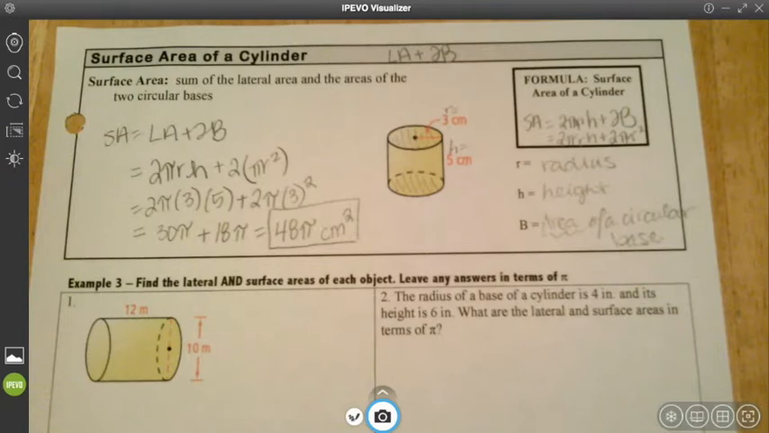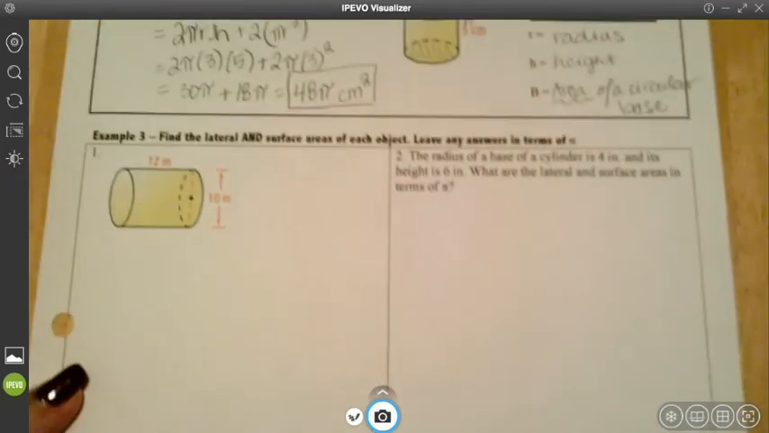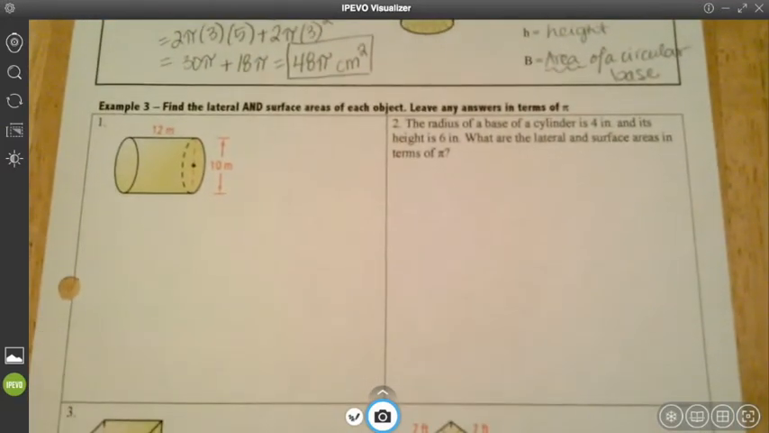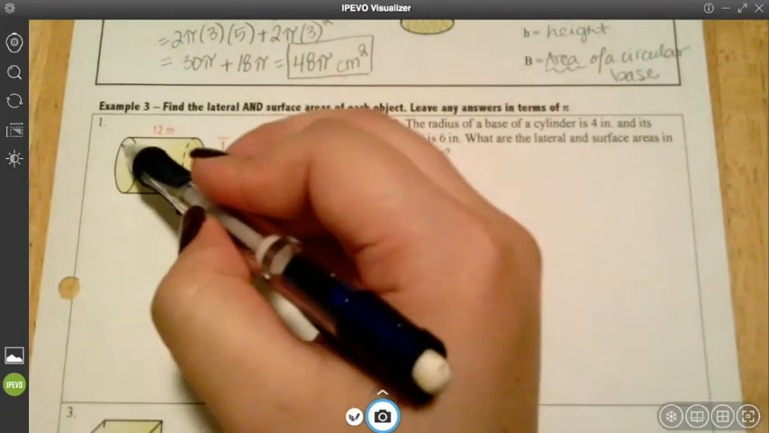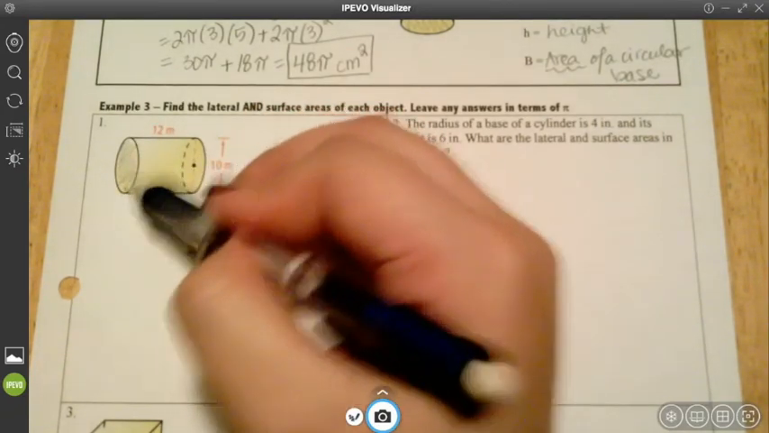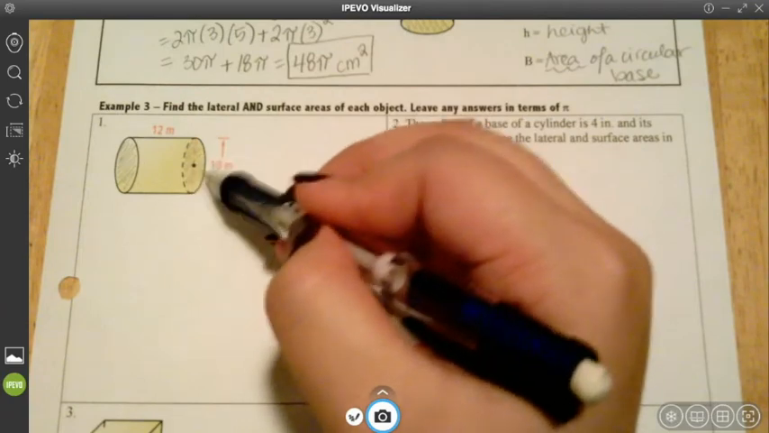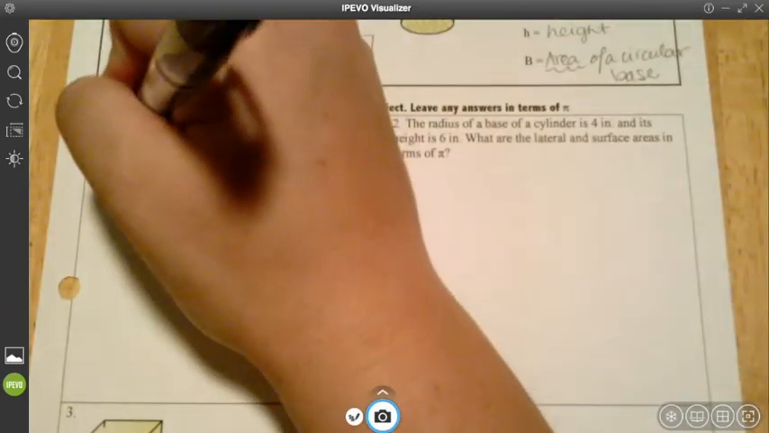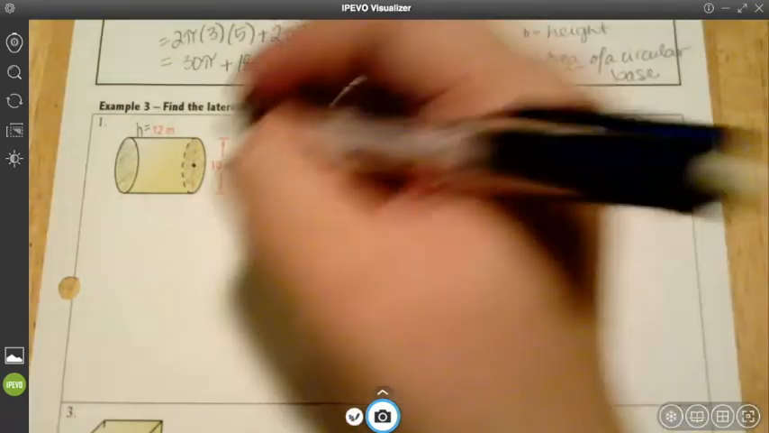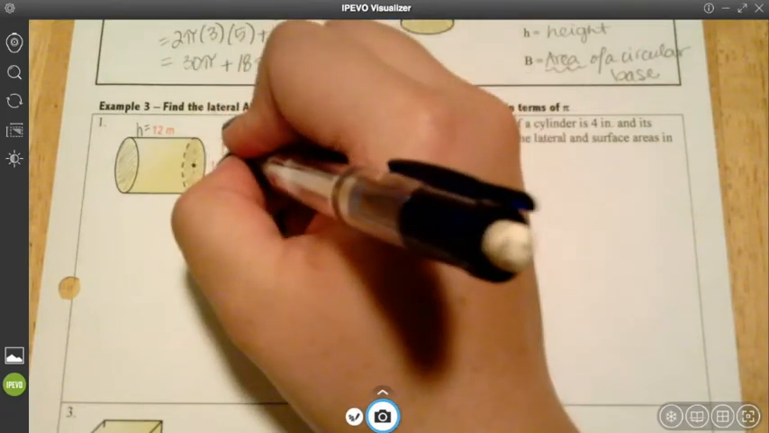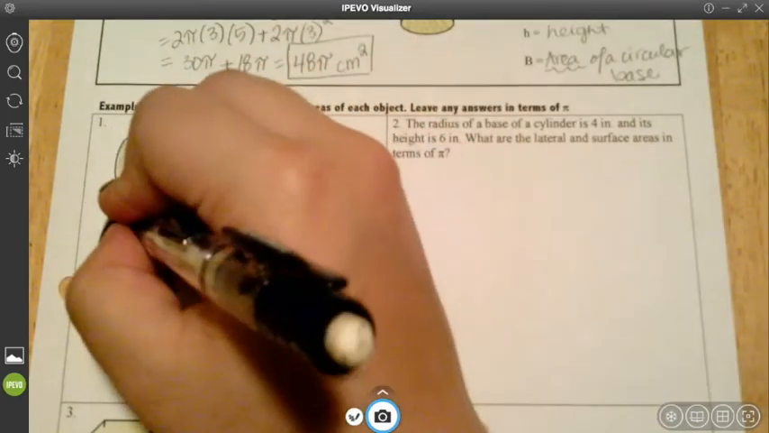So let's see some examples. So example 1, we have a cylinder. Cylinder meaning that my base is a circle. Between the bases is 12 meters. That means that's my height. All the way across one of my bases is 10. That's a diameter, meaning the radius is 5 meters.